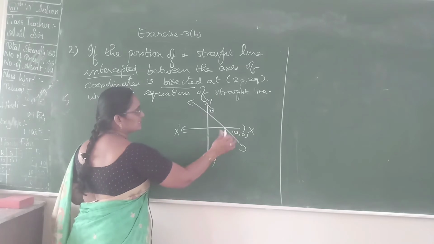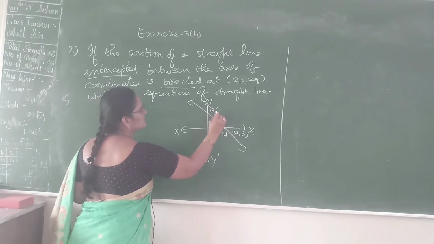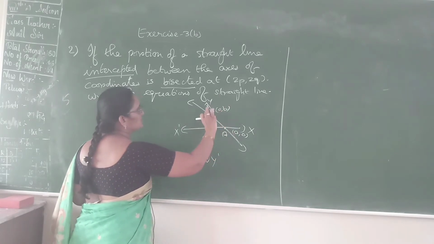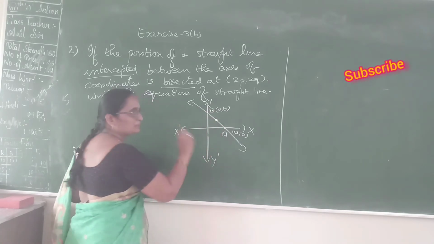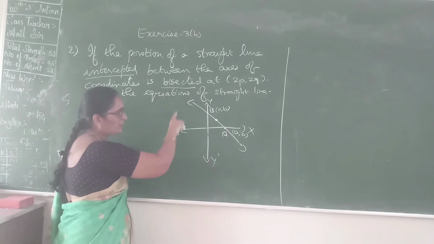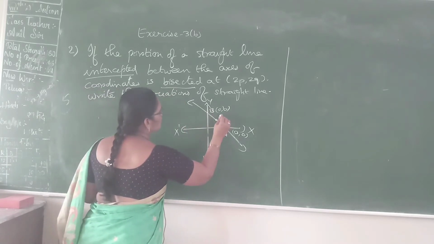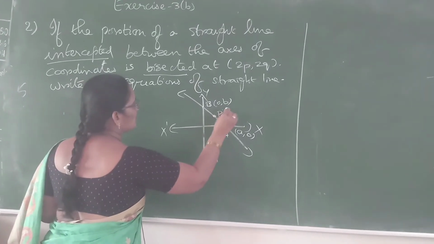So this is the x intercept, so this is A. And what is this? 0 comma B, because this is the y intercept. And it is bisected, means this is the midpoint. Bisect means two equal parts. So it is bisected at which point here? Let us consider this as P.